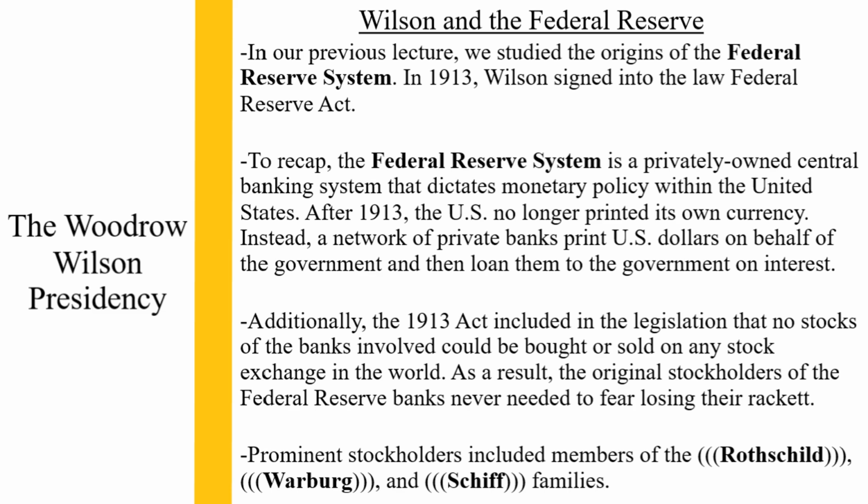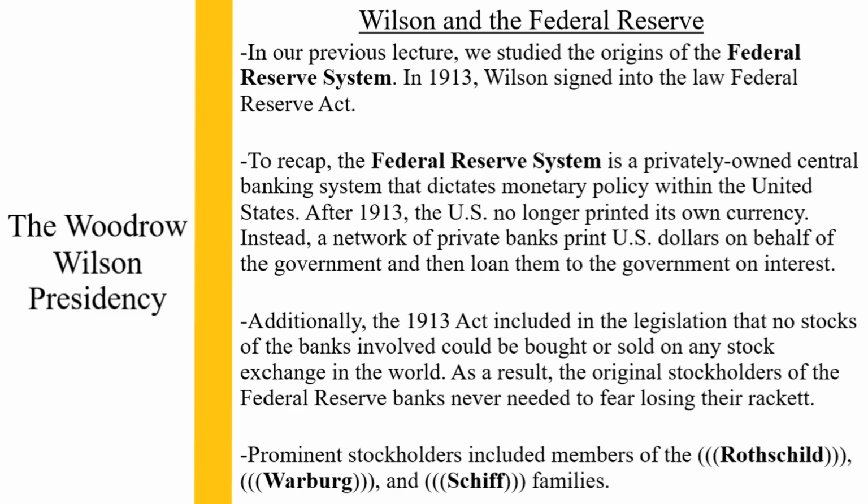The Federal Reserve System is a privately owned central banking system that dictates monetary policy within the United States. After 1913, the U.S. no longer printed its own currency. Instead, a network of private banks print U.S. dollars on behalf of the government and then loan them to the government on interest.